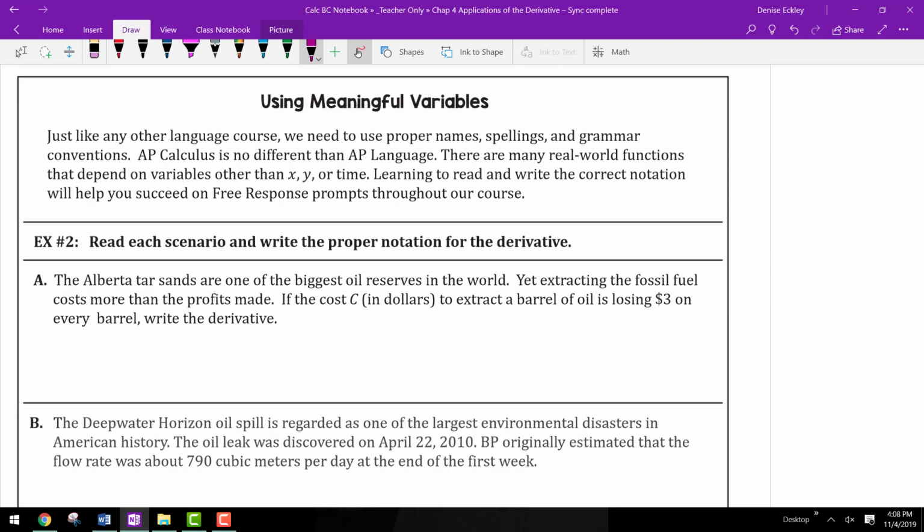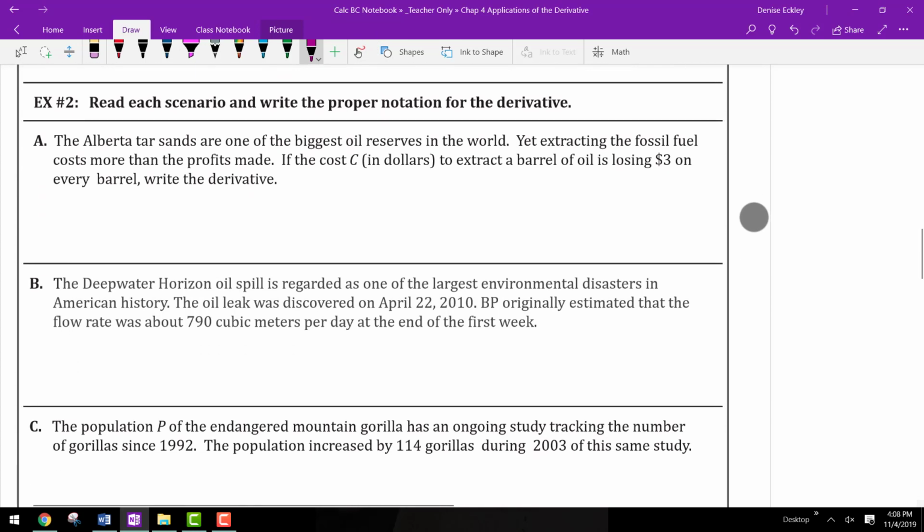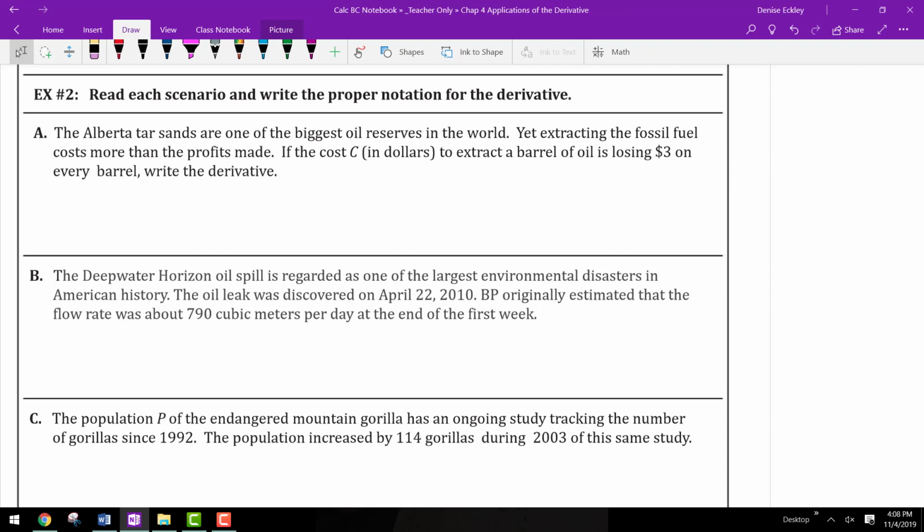Example 2. Read each scenario and write the proper notation for the derivative. The first one reads, the Alberta tar sands are one of the biggest oil reserves in the world. Yet extracting the fossil fuel costs more than the profits made. If the cost C in dollars to extract a barrel of oil is losing $3 for every barrel, write the derivative. Some things we want to remember is we're talking about cost, and we're talking about losing money. And so it's cost and barrel.